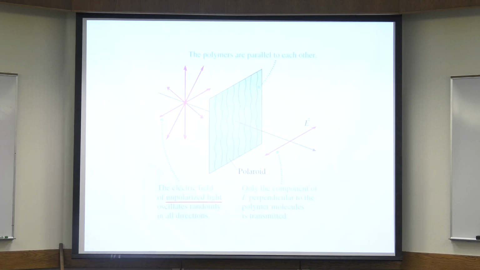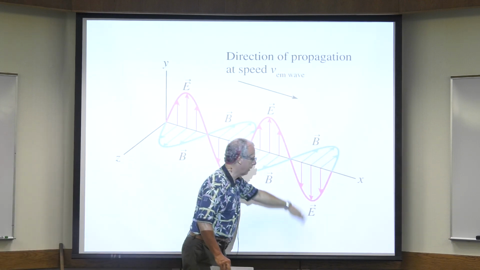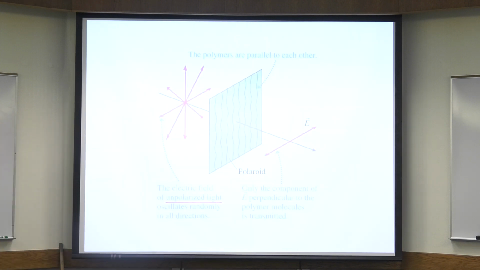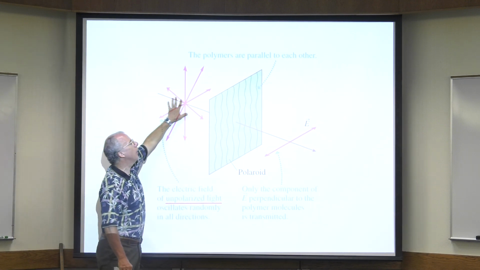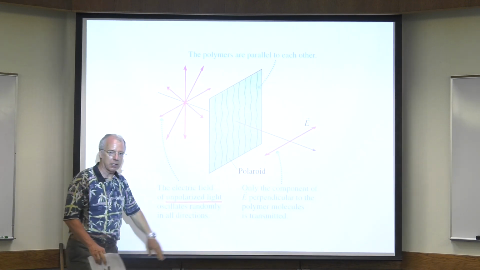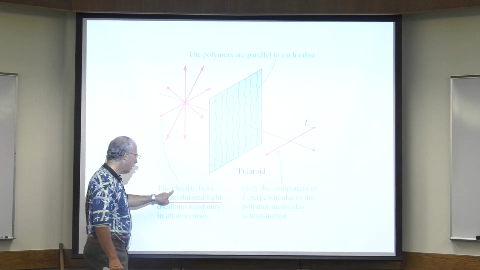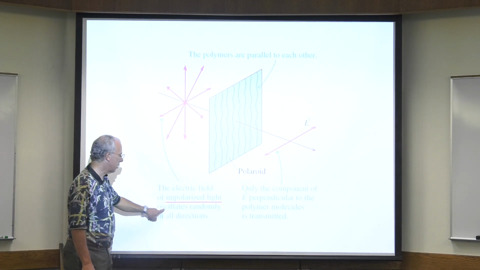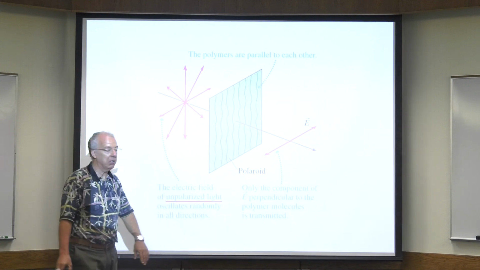Okay, so here's the experiment. Let's just concentrate on the electric field, all right? We could have done the magnetic, it doesn't really matter. So this is just regular, ordinary light, called unpolarized light, just light from the sun or something. The electric field of unpolarized light oscillates randomly in all directions. That kind of makes sense, right?